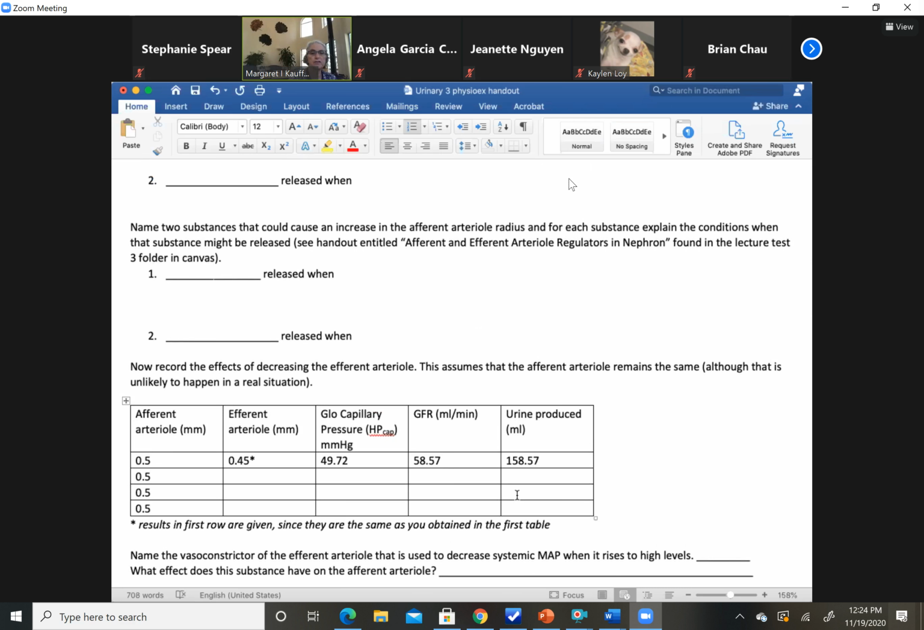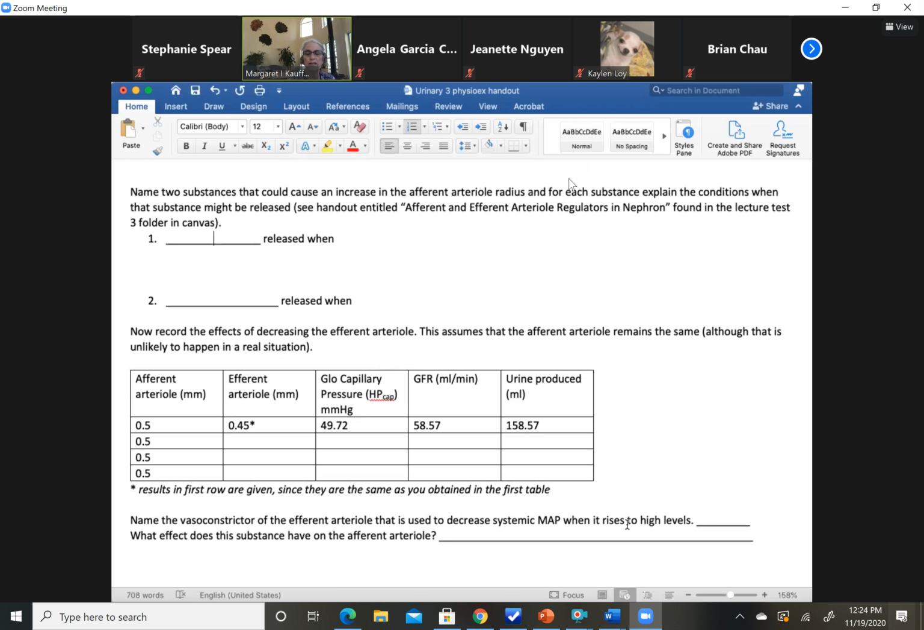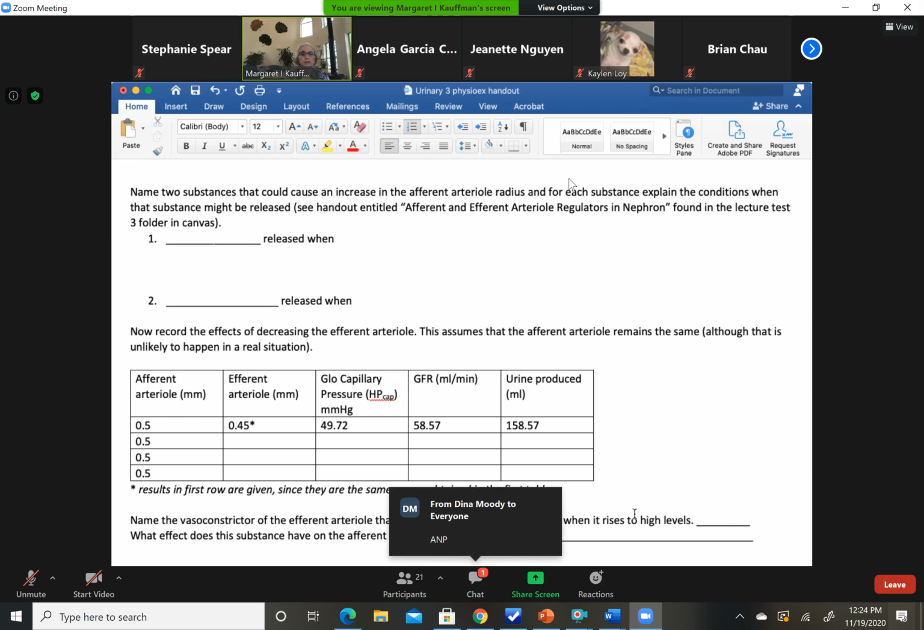So name a vasoconstrictor that's used when systemic mean arterial pressure rises and it acts on constricting the efferent. So let's see, there's a question in here too. I'll come back to that in a minute. Has anybody got an answer for who would constrict the efferent arteriole and therefore drop mean arterial pressure? It's ANP again.